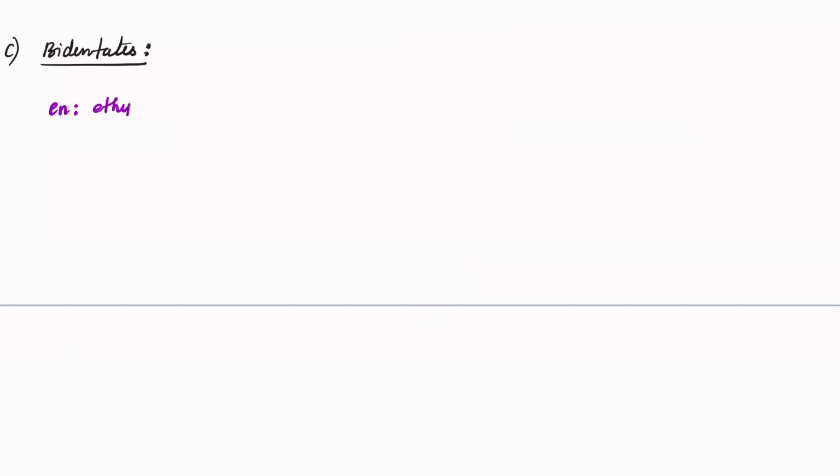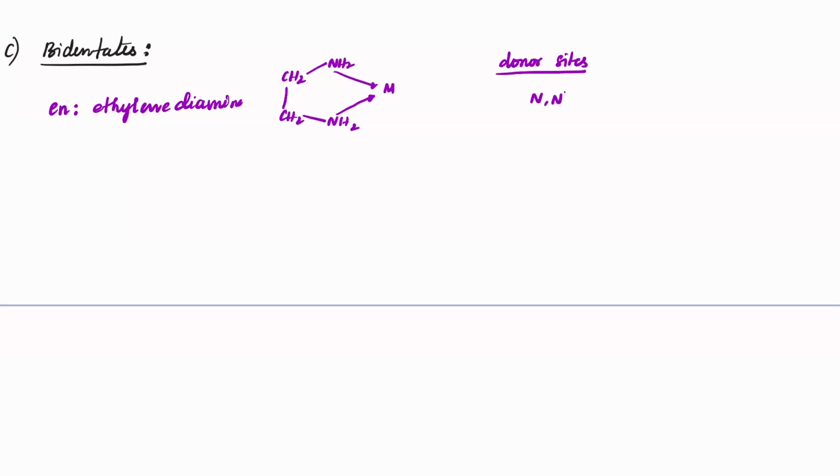En, we just learned, is ethylene diamine. It will have CH2, CH2 with NH2 and NH2 connected with M. So from the metal, this is how it is connected. We will also represent from which ends the donors are coming. In this case, both are nitrogen ends, so we see it as N comma N donors. Both of them are coming from the lone pairs of nitrogen. Correct? Both the connections are coming from that.